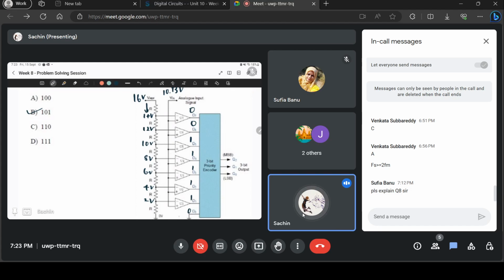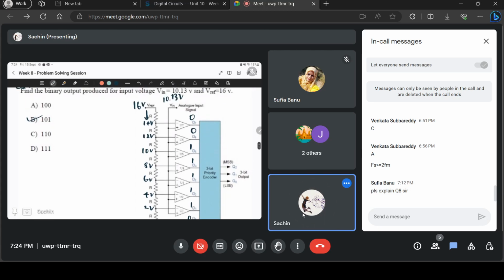Similarly, for the rest of the comparators, you can see that the input to the negative terminal is less than 10 volts in all those cases. It's 8, 6, 4, 2. And the input to the positive terminal is 10.13. So in all those cases, the positive terminal voltage is higher, so the output will be 1. Up to here you understood, right? Okay.